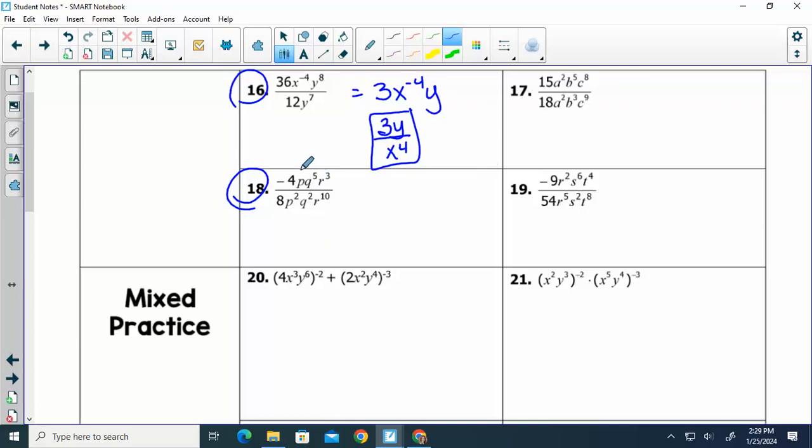All right, 18. Negative 4 divided by 8. Okay, with my p's, we subtract exponents. So 1 minus 2 is negative 1. With my q's, 5 minus 2 is 3. With my r's, 3 minus 10, negative 7. Okay, so what's moving to the bottom?